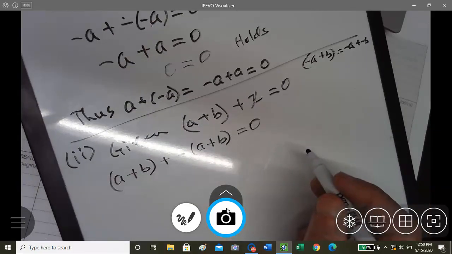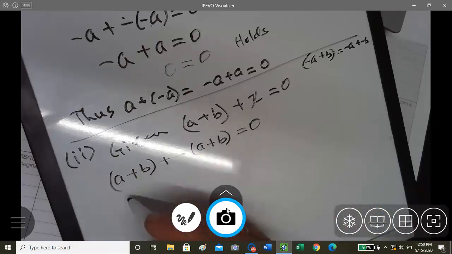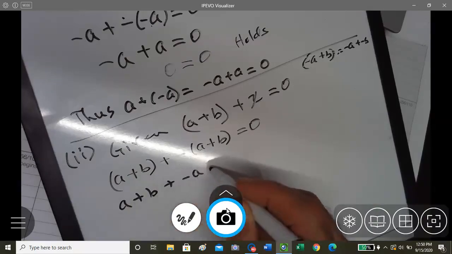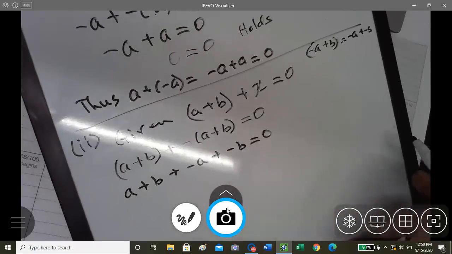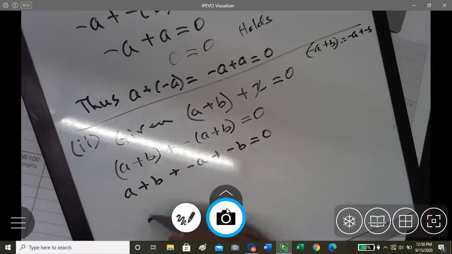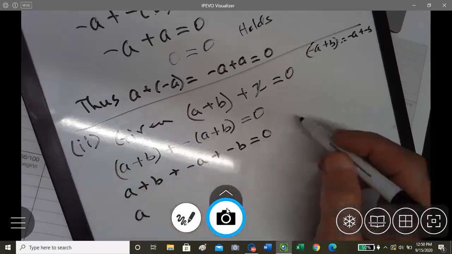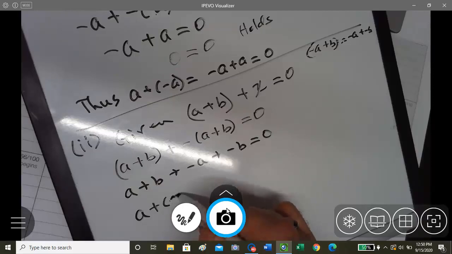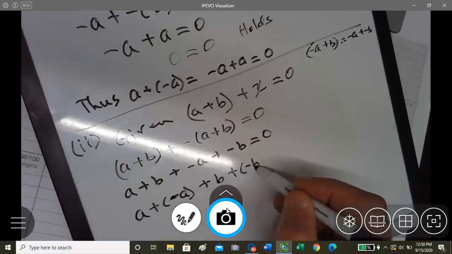And so now we're going to go ahead and distribute that negative a plus b plus negative a plus negative b, distributive property. And then we're going to regroup these. Basically, we flip b and a, that would be the commutative property. A plus negative a plus b plus negative b.